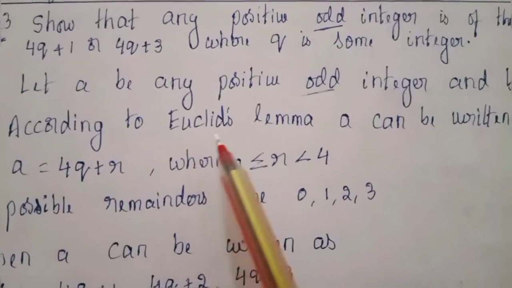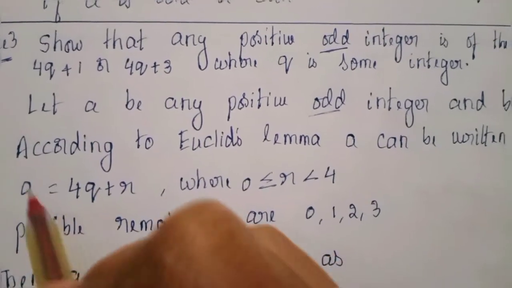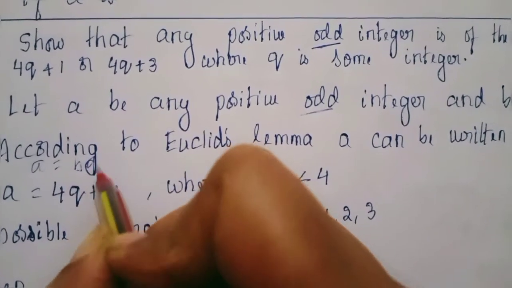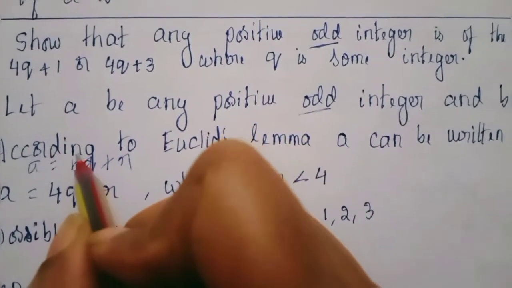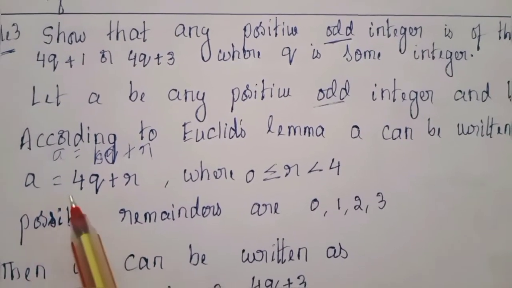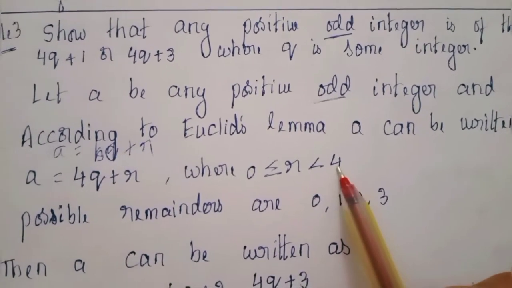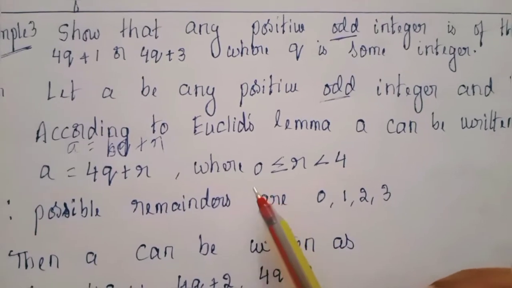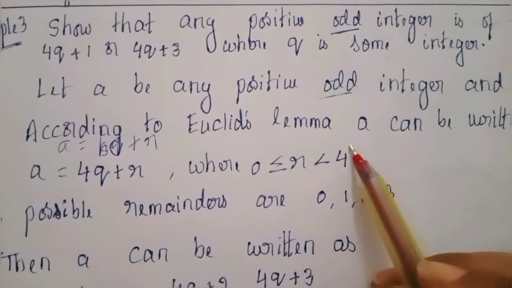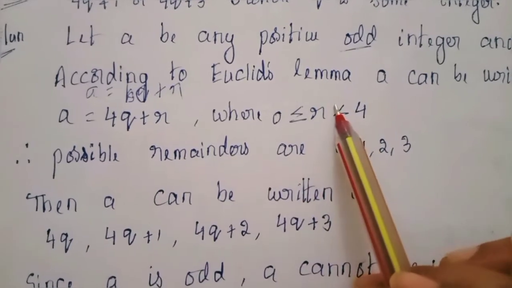And according to Euclid division lemma, a can be written as, you can see same steps whatever I have written in the previous question. So what is lemma? Lemma tells you a equals to bq plus r. So in place of b you write 4. It becomes a equals to 4q plus r, where r is less than 4, greater than or equal to 0. Why less than 4? Because condition of lemma is r is less than b. So in place of b we have 4. So I used the lemma and the condition to write this.